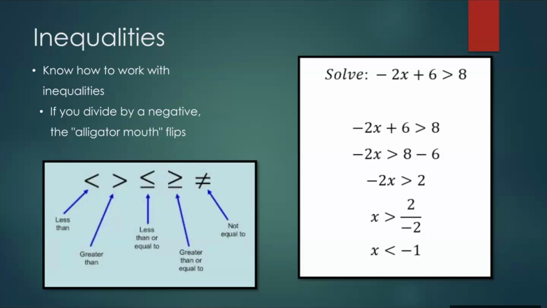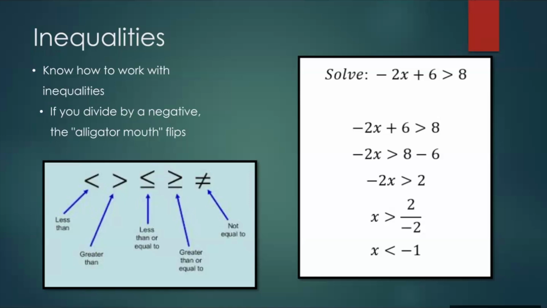However, now we still have a negative 2 being multiplied by x, so x is not alone yet. The opposite of multiplication is division, so we need to divide both sides by negative 2. When we do that on the left, the negative 2 goes away. And on the right, 2 divided by negative 2, positive divided by negative is a negative, and that gives us negative 1. However, our answer is not x is greater than negative 1. We divided by a negative here, so we have to flip the sign. We have to flip the alligator mouth. So our final answer is x is less than negative 1.